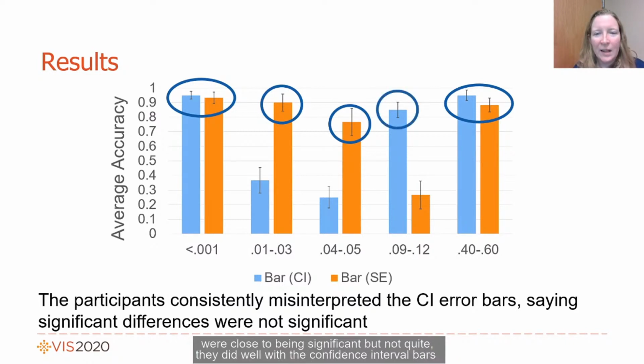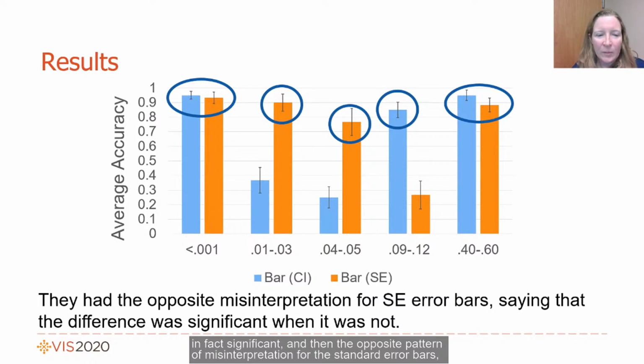For the differences that were close to being significant but not quite, they did well with the confidence interval bars and very poorly with the standard error bars. So in other words, the participants consistently misinterpreted the confidence interval error bars, saying that the significant differences were not in fact significant. And then the opposite pattern of misinterpretation for the standard error bars, saying that the difference was significant when it was not.